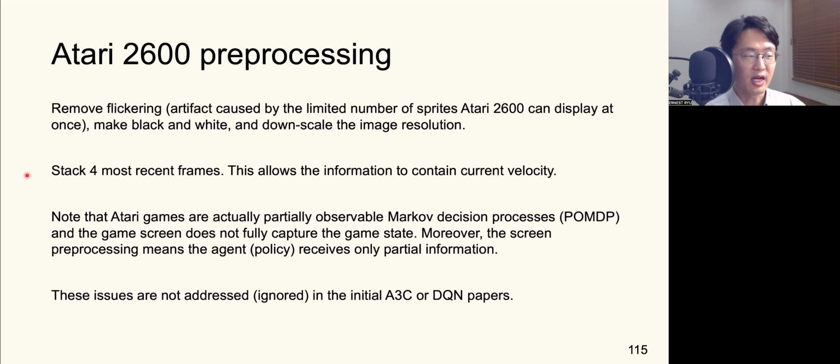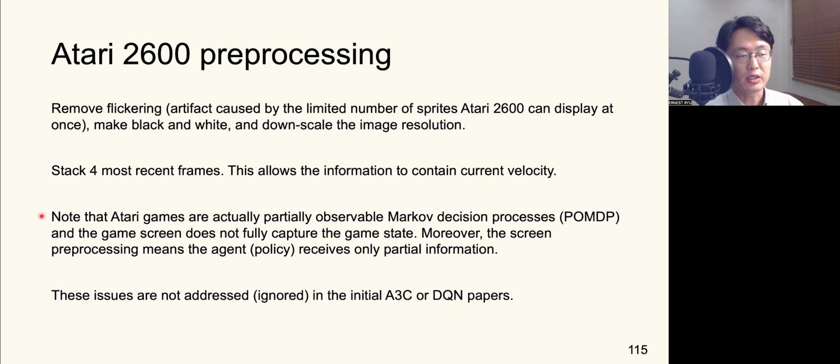Also, when you play these video games, for a lot of objects, it's important to have both the notion of position and velocity. Let's say you're a spaceship and you fired a missile. Then you want to know where the missile is, and also the direction in which this missile is moving. And a single frame of the screen capture does not provide that velocity information. So in order to preserve velocity information, the four most recent frames are stacked together and provided to the learning agent. These are details specific to the Atari 2600 environment.